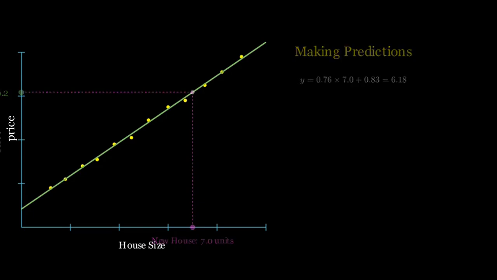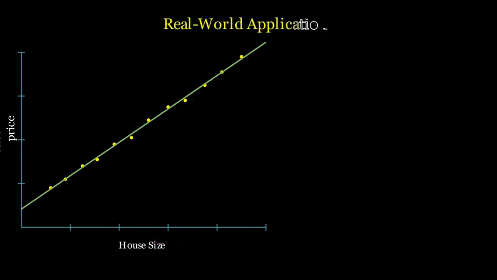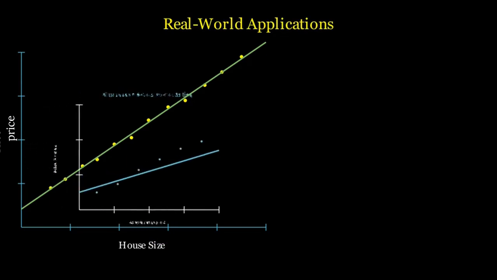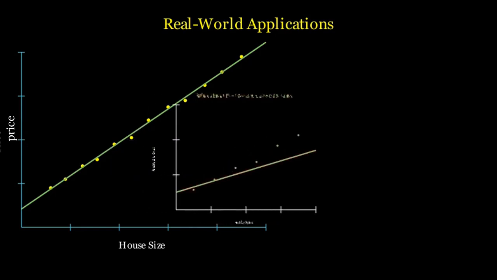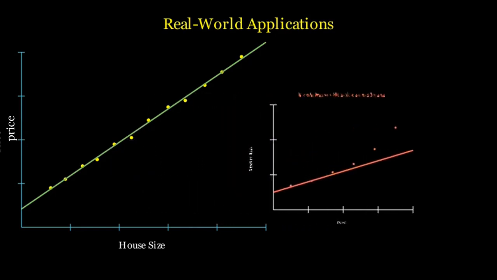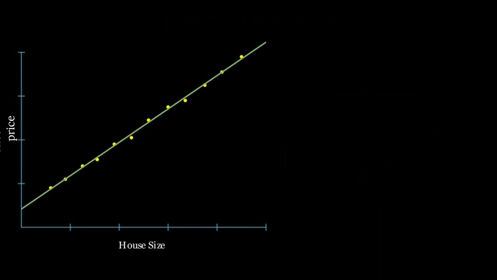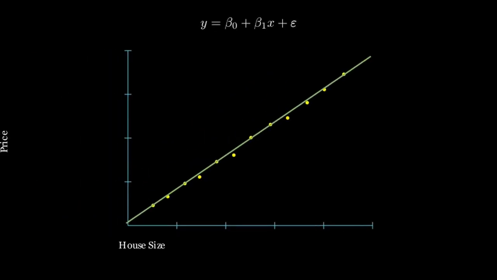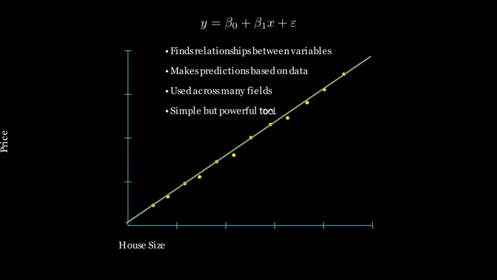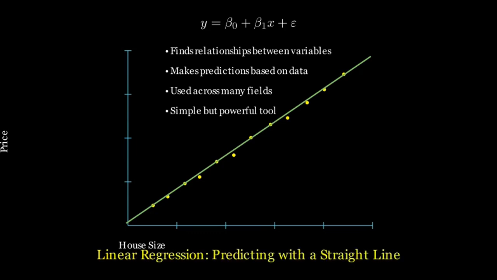Linear regression isn't just for house prices. Businesses use it to predict sales based on advertising spend. Educators use it to forecast student performance. Healthcare professionals use it for risk assessment. The applications are endless. What makes linear regression so powerful is its simplicity and interpretability. You can clearly see how changes in your input variable affect your output.